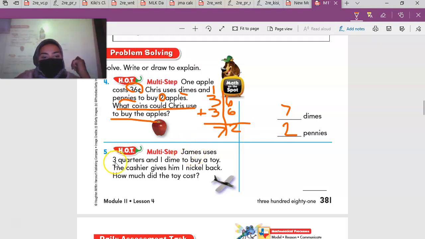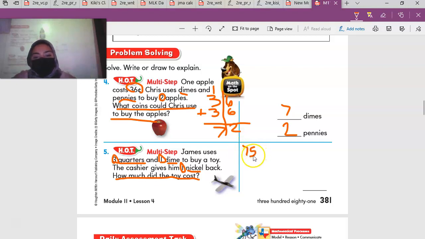James uses 3 quarters and 1 dime to buy a toy. The cashier gives him 1 nickel back. How much did the toy cost? How much money did he use? 3 quarters is how many cents? What's the value of 3 quarters? 25, 50, 75. 3 quarters is 75 cents.